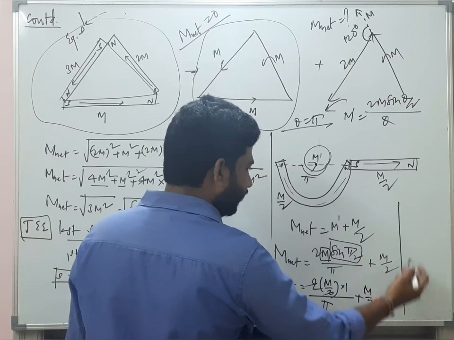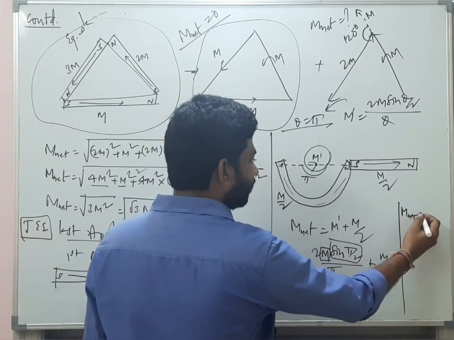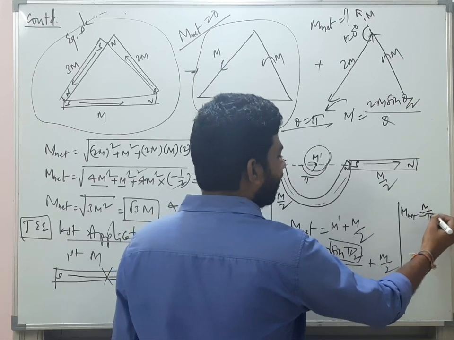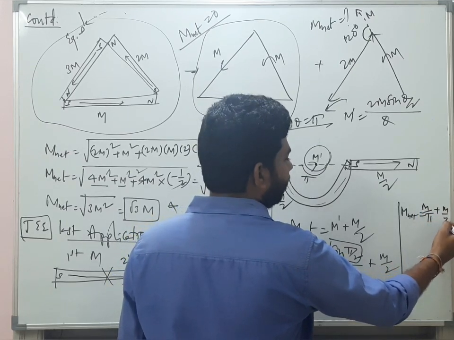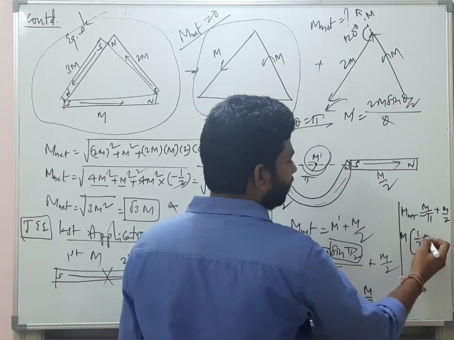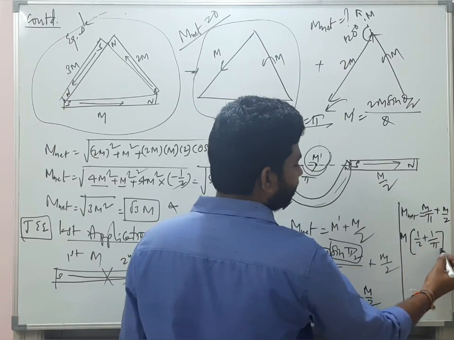Alright. So what is the final answer? Final net magnetic moment. What remains here? It's M by pi plus M by 2, and if you take M common, it will be M times 1 by 2 plus 1 by pi. That's it.